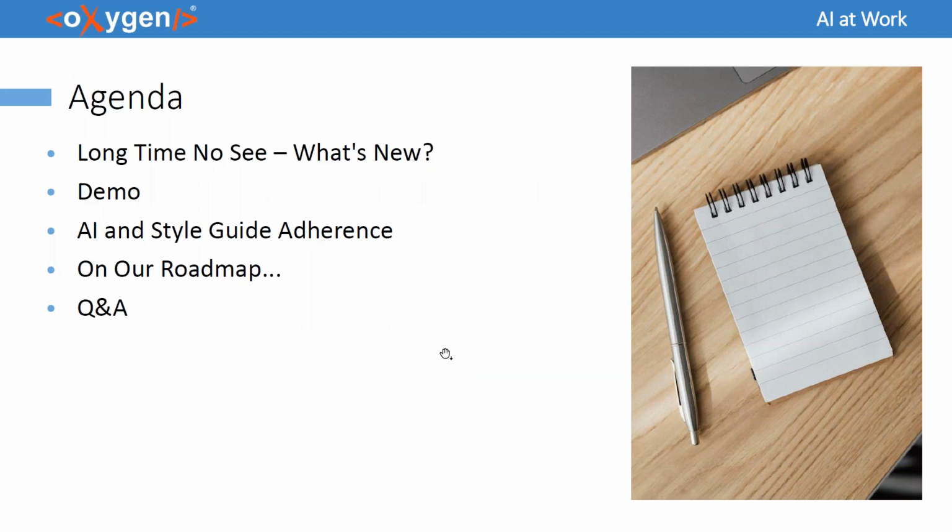I want to first start by mentioning what has happened in the meantime since the previous webinar. We released 3 Positron versions, and we have a lot of things to cover. Then, as usual in my webinars, we're going to spend most of the time in the live demo. After that, I want to mention a few words about AI-generated content and style guide adherence, and then also share with you a few of our future directions. And as usual, we will end with the Q&A time.